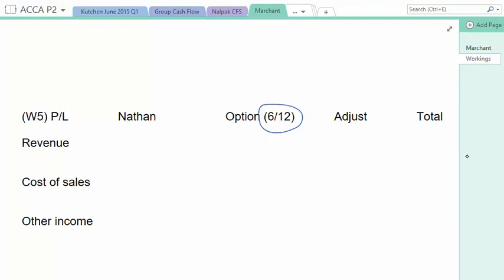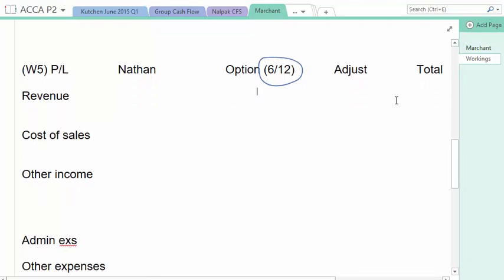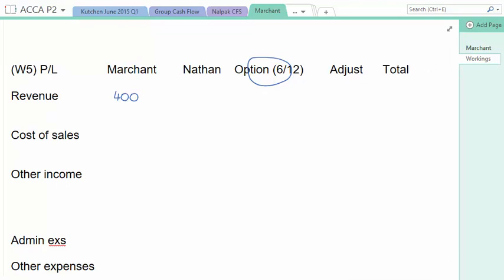Having established that, it's then a case of going through the question line by line. And the first thing that we see is the statements of profit or loss and other comprehensive income. So all I'm going to do is to go to working number 5 and start to slot in the numbers. So for Nathan, it's 400. Oops, so I need to just revise this again. Let me just pause. So we've got a column for the parent company and a column for each of our subsidiary companies. I've also set up a column for any adjustments.